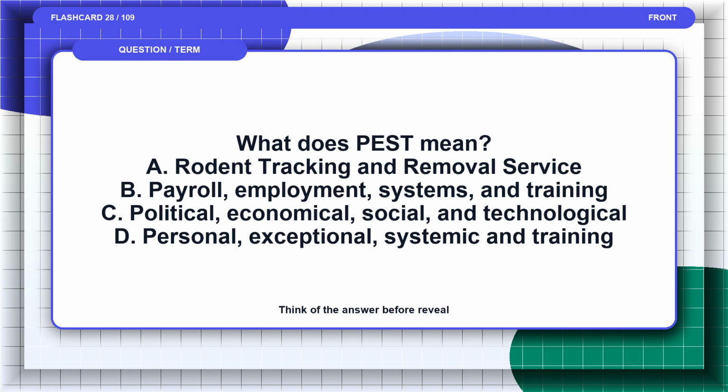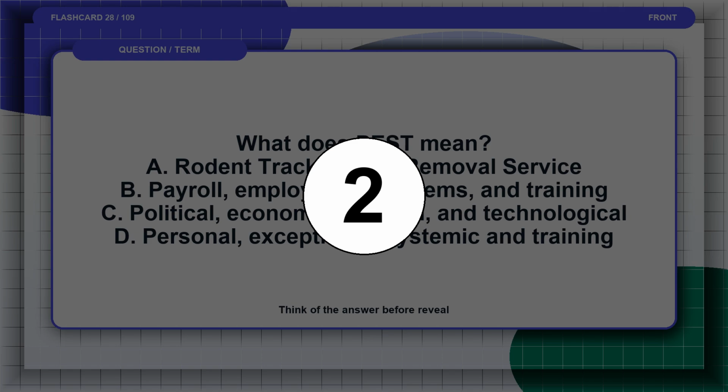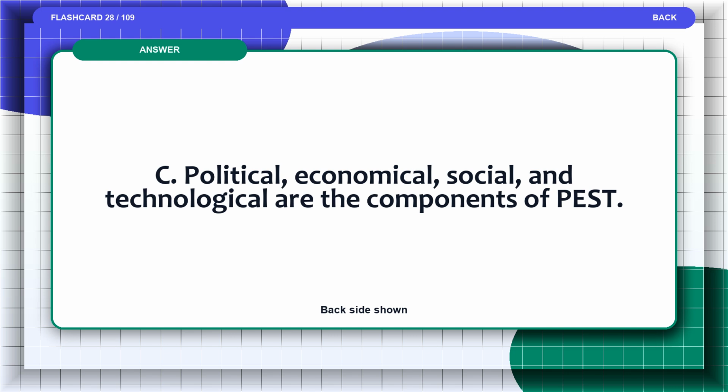Flashcard 28. What does PEST mean? A. Rodent Tracking and Removal Service. B. Payroll, Employment, Systems, and Training. C. Political, Economical, Social, and Technological. D. Personal, Exceptional, Systemic, and Training. Pause and think of the answer before the reveal. The answer is C. Political, economical, social, and technological are the components of PEST.